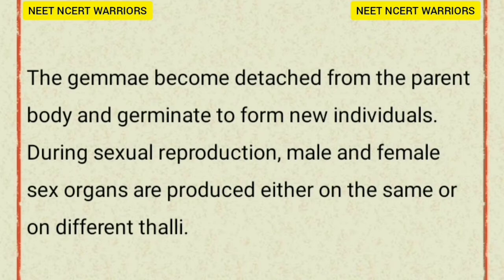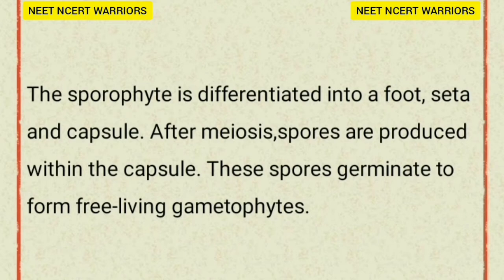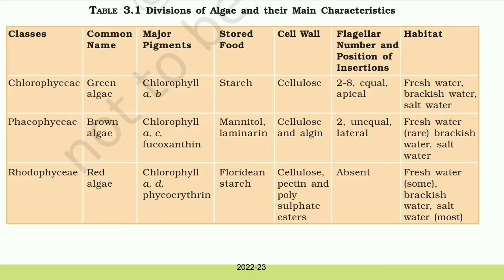During sexual reproduction, male and female sex organs are produced either on the same or on different thalli. The sporophyte is differentiated into a foot, seta and capsule. After meiosis, spores are produced within the capsule. These spores germinate to form free-living gametophytes.